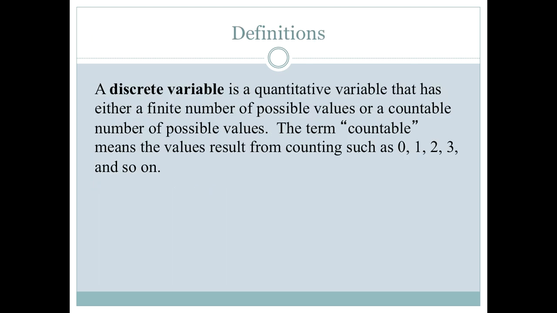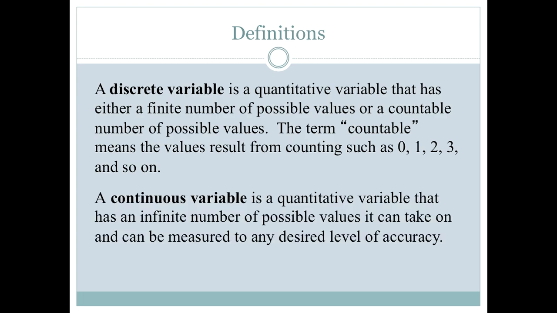Now, we also have the ability to take quantitative variables and split them into two groups, discrete and continuous. So a discrete variable is some quantitative variable that has basically a countable number of possible values. And what we mean by that is basically it's going to be a whole number, okay? So it can only take on values like 0, 1, 2, 3, and so on. Continuous variables basically have an infinite number of possible values. They can be measured to any desired level of accuracy. So for example, it could take on the value 1.27 or something like that.